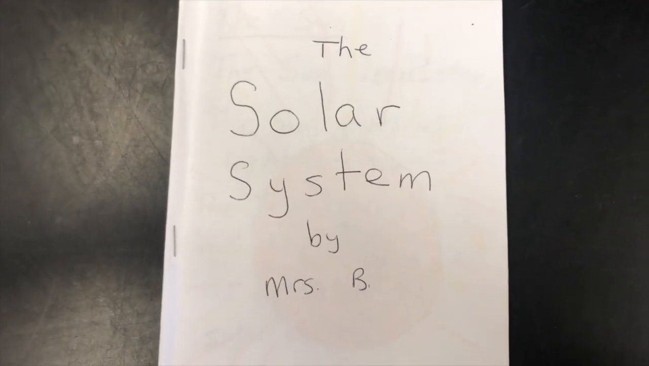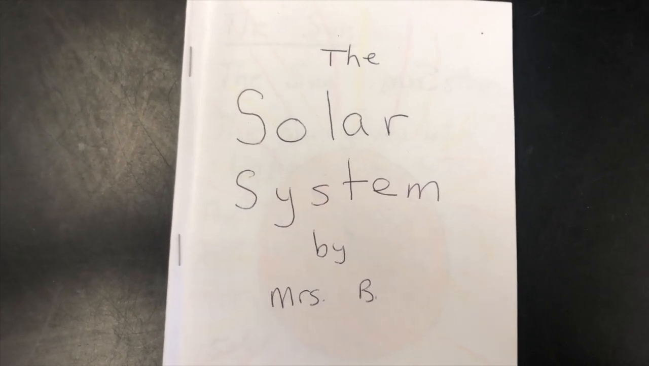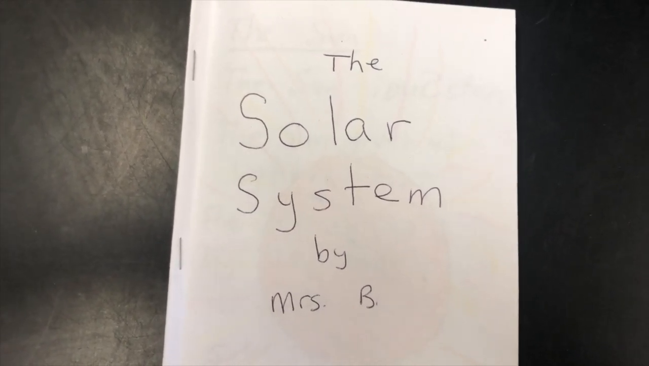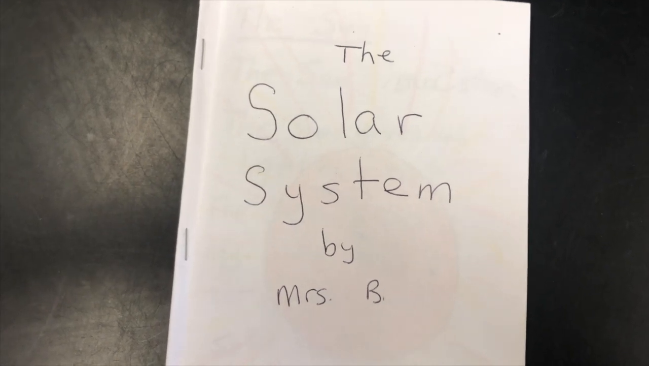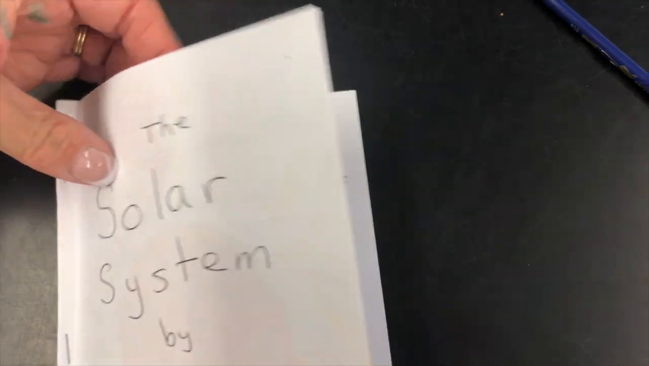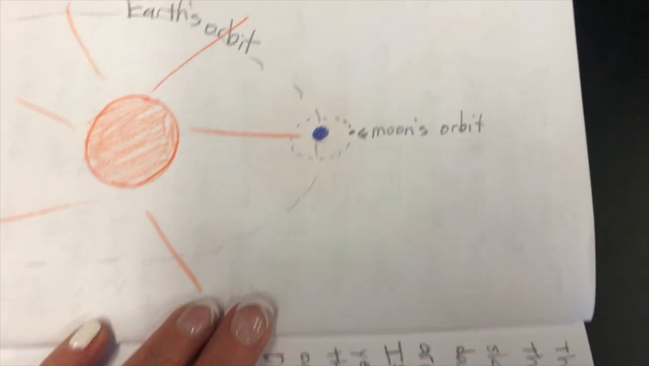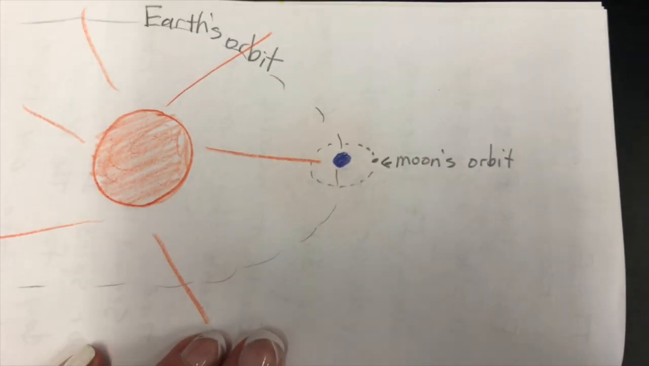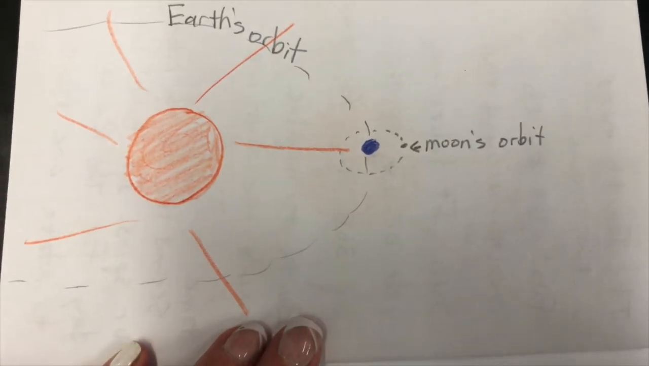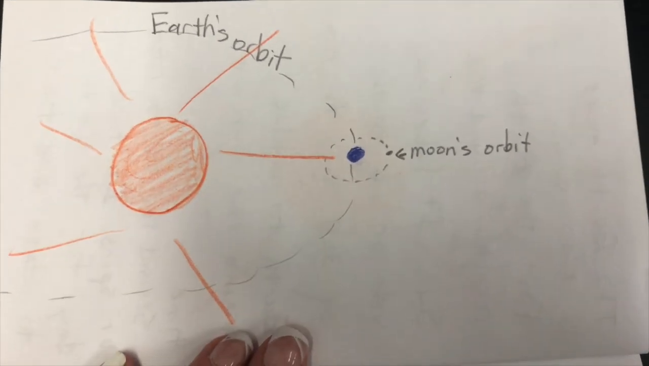Okay, boys and girls, now that we have talked about how the moon and the Earth and the sun all move together, we're going to write about it in our solar system book. So I'm going to open up my book, and I drew a picture of all three of those. So I have the sun. Oh, you know what? I should label the sun. I apologize for not labeling the sun. But I think we can see that it gives us light.